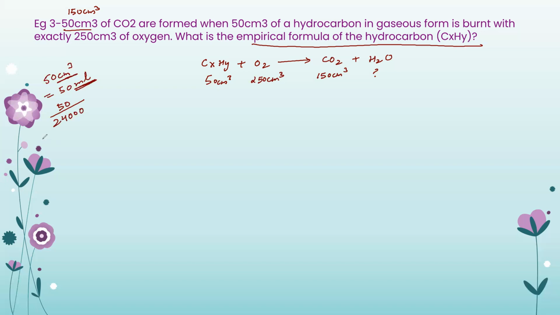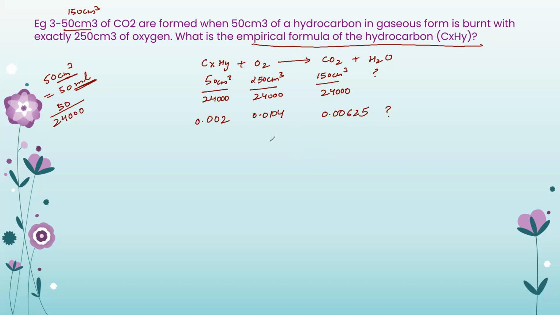So let us find the moles now. Divide by 24,000, and divide by 24,000. So how much will you get? This will be 0.002. For the oxygen, it would be 0.0104. And for the carbon dioxide, it would be 0.00625. And this we have to find. Okay, now we have moles.